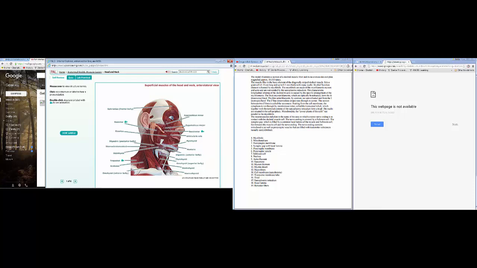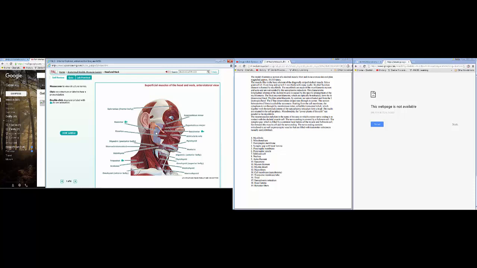Okay. Next one is your masseter. Your masseter is here, and the action of the masseter is that it closes the mandible. Let's just keep it at that.